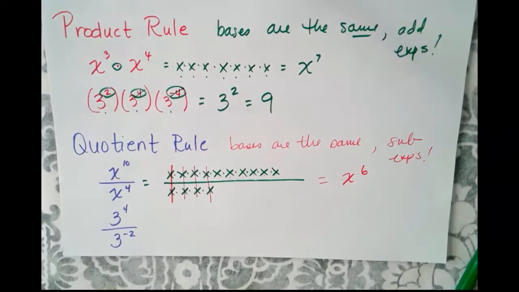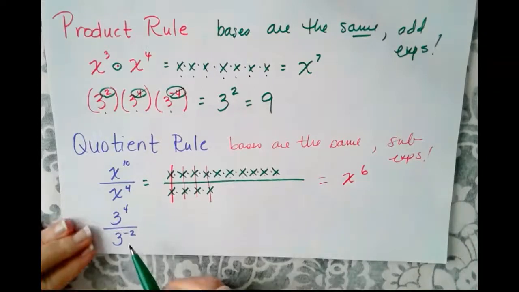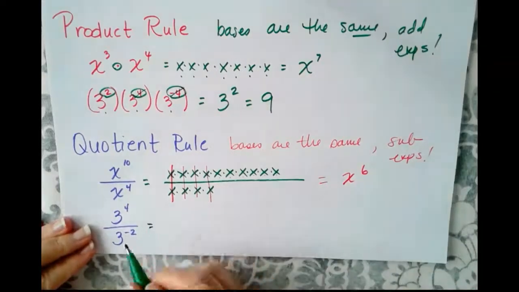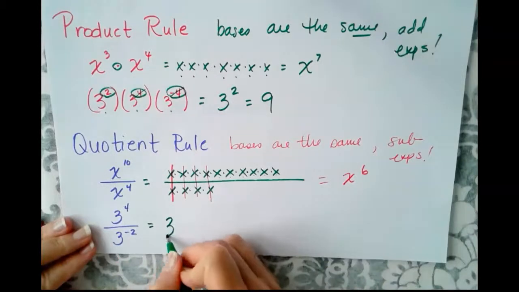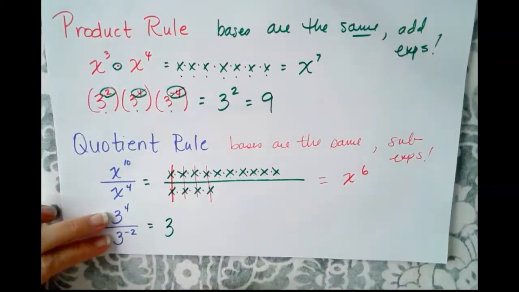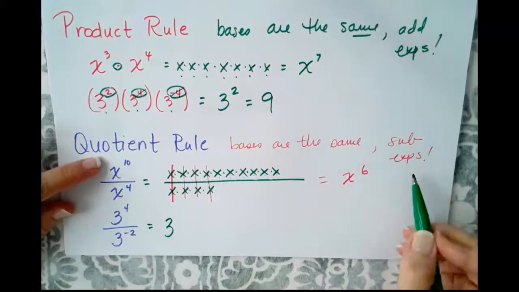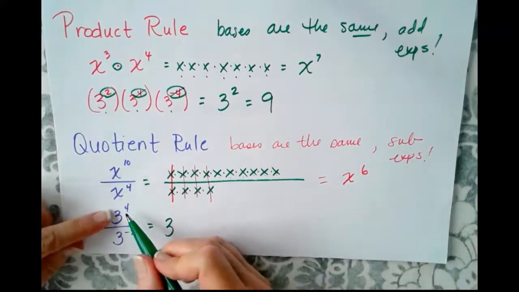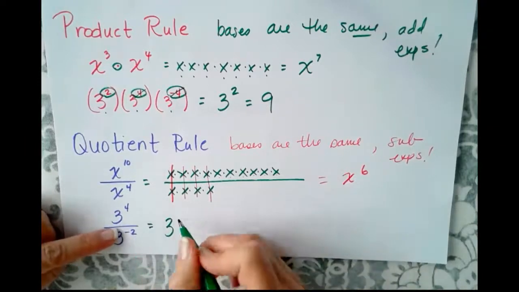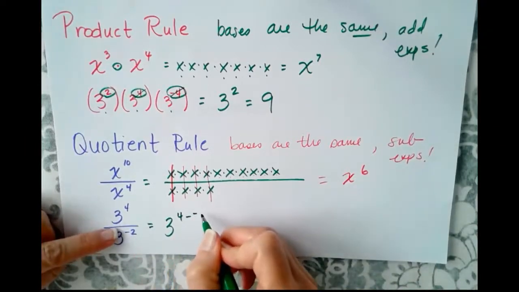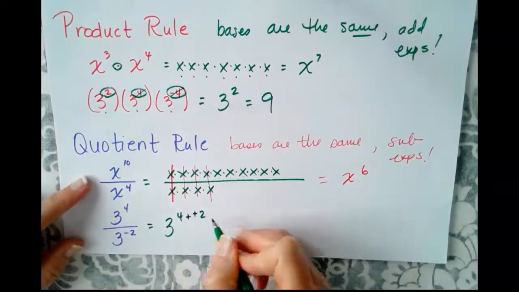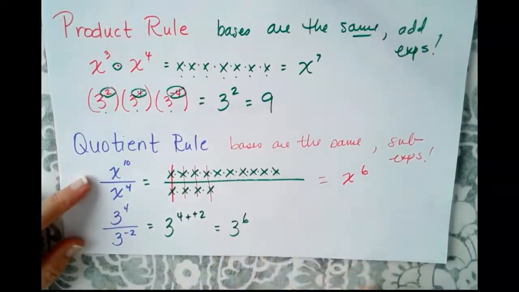Now, let's take a quick look at 3 to the 4th over 3 to the negative 2. Once again, the base will not change. The 3 is staying the same, just like the x stays the same. The base really never changes. If the bases are the same and we're finding a quotient, we're going to subtract the exponents. 4 minus negative 2. Minus a negative, of course, is plus a positive. We end up with 3 to the 6th.